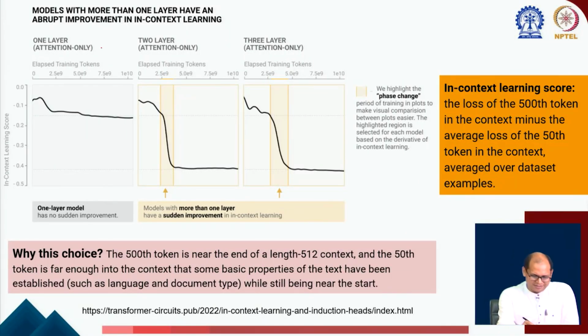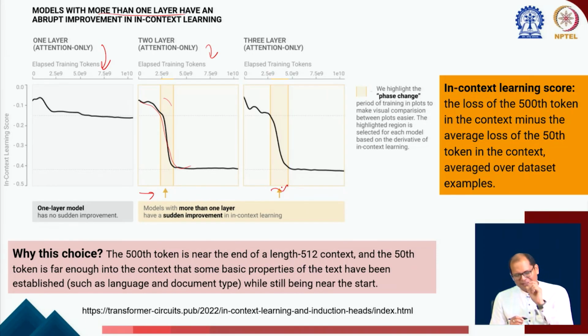During training they undergo a phase change during which the induction heads actually form, and the in-context learning improves. This is the kind of plot that they show. This is for one layer. If you have a one-layer network, it will not happen. You need at least two layers or more. So if you have a two-layer attention-only model, after some amount of training there is a drastic phase change. They are saying that in this phase change the induction heads develop and your in-context learning ability improves. Only models with more than one layer have an abrupt improvement in in-context learning, and this is the phase change.